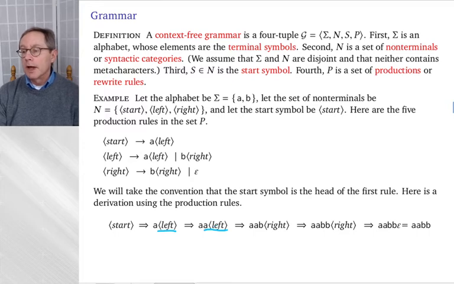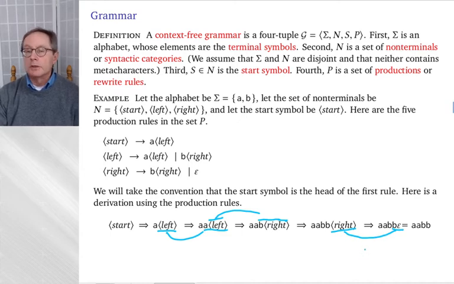All right, so I did that substitution. Now, I'm allowed to take left and replace it with B followed by right. So I went nuts and I replaced what's here for left with B followed by right. Then I took the right and replaced it with B followed by right. And then I took the right and replaced it with the empty string.